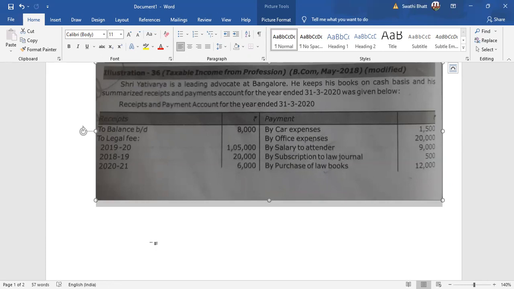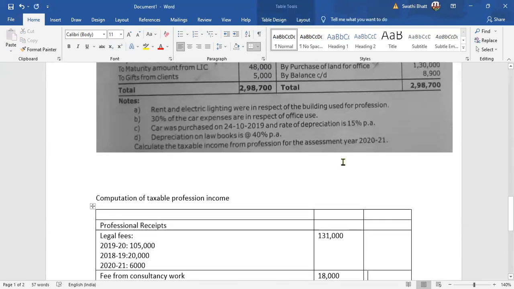You don't write the purchase price of the law books, but with respect to law books, there is only one calculation. That calculation is you charge depreciation on law books. So kindly remember, when it comes to law books, it is a capital expenditure. It is an asset for a lawyer. So you don't write the purchase price of the law books, but the only expense related to these assets is depreciation, which you will be charging.